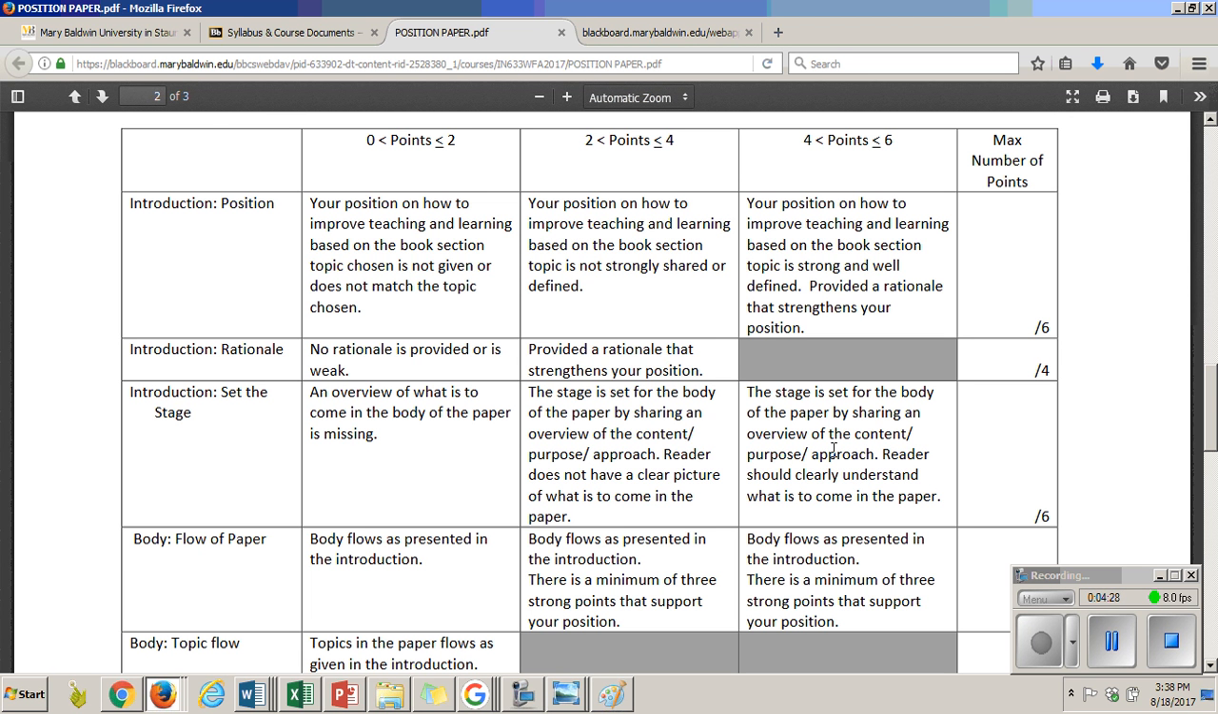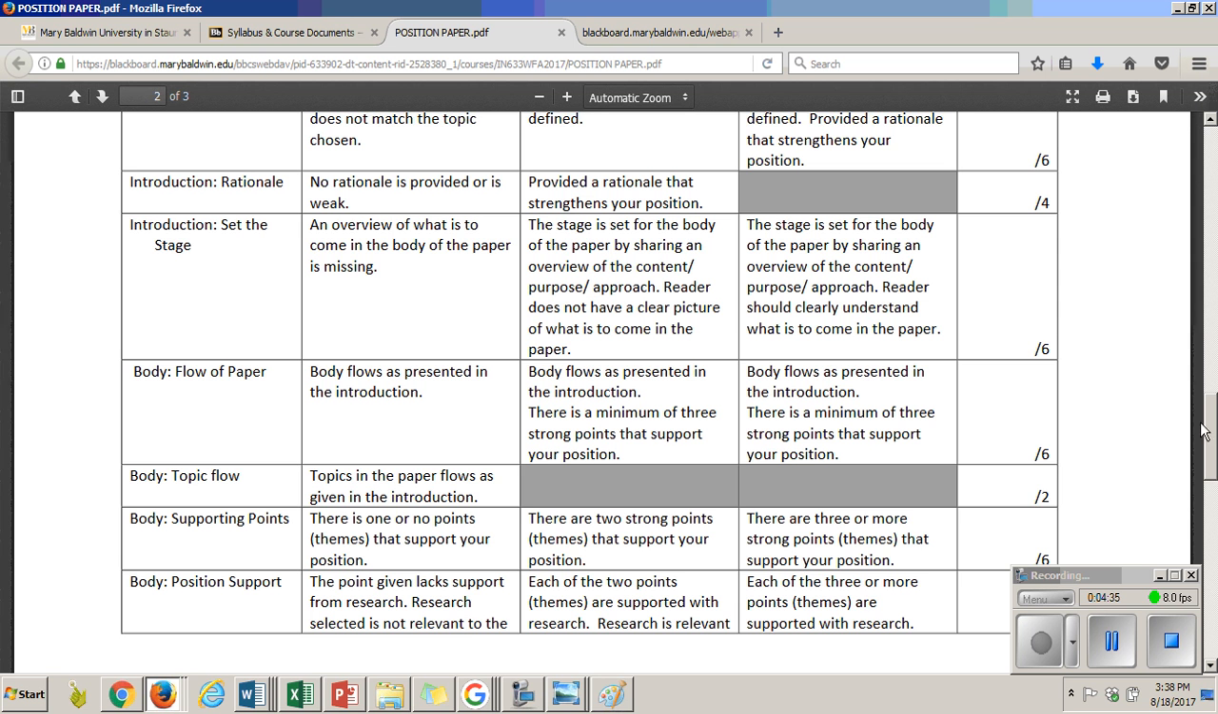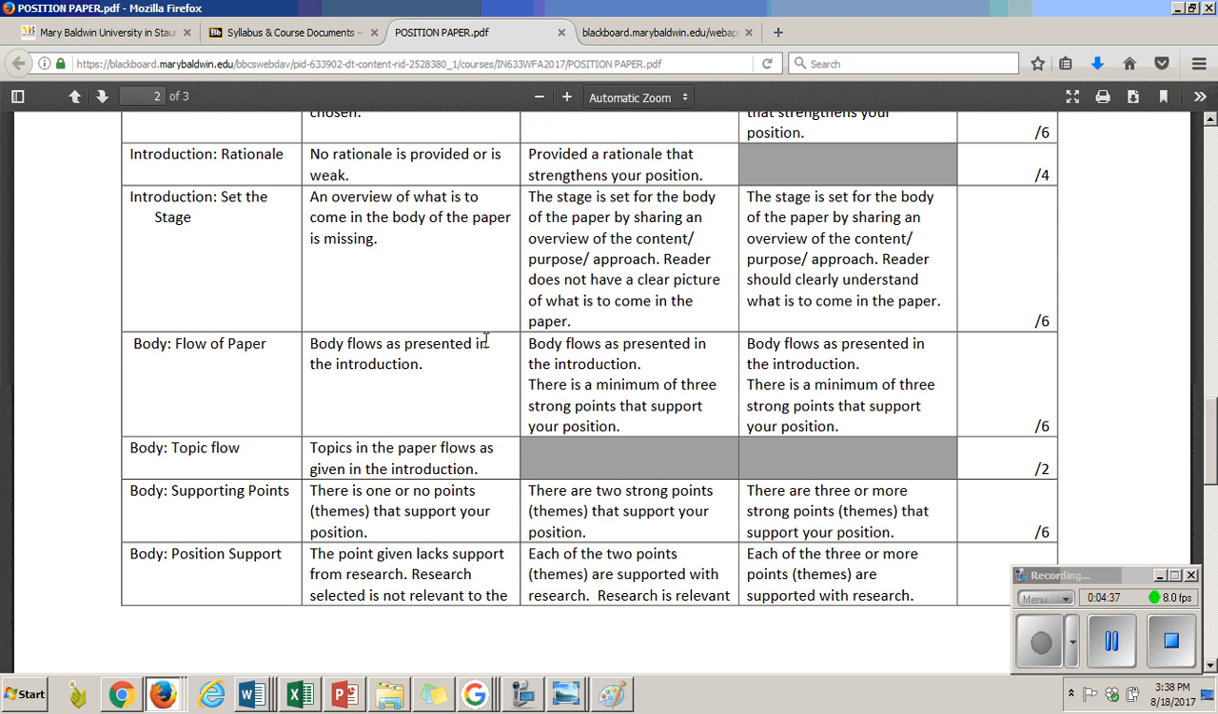Let me go to the body, and then I'm going to come back to it. Maybe it'll make more sense. When you look at the body of the paper, I'm going to be looking at how it flows. How do the topics flow? Not only knowing your three, because you have a minimum of three strong points, so I want to know, are they really coming together well? And does it flow well from your introduction?